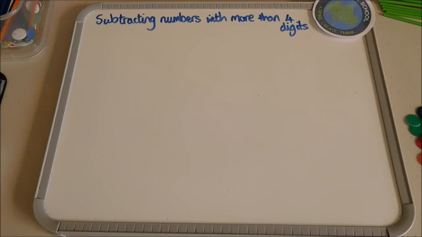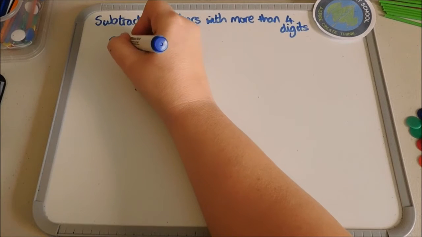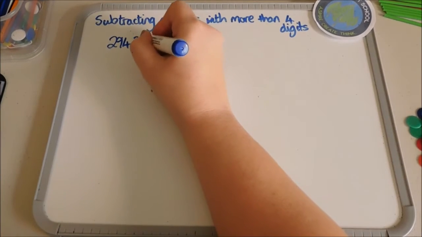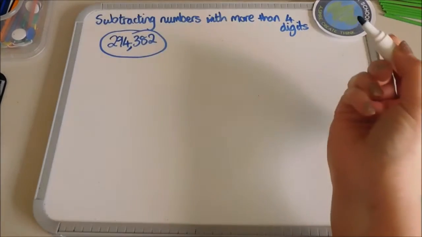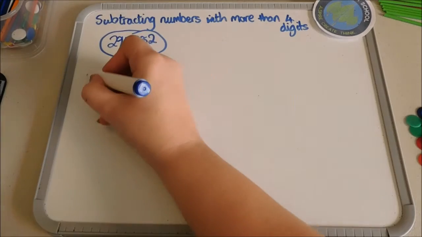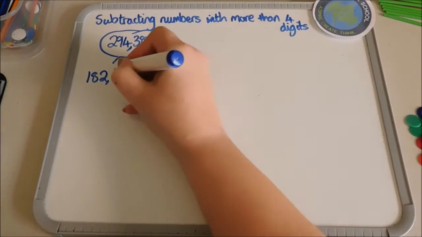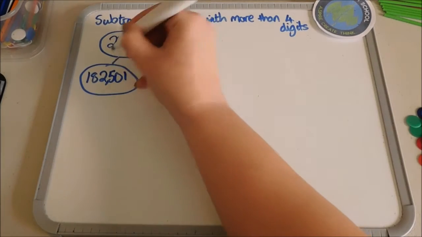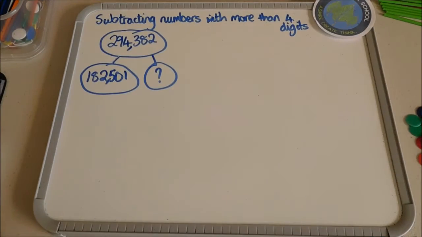to show you how to subtract numbers with more than 4 digits. So I'm going to start with the number 294,382, and I'm going to subtract 182,501 from this. At the moment, I don't know what my answer is.